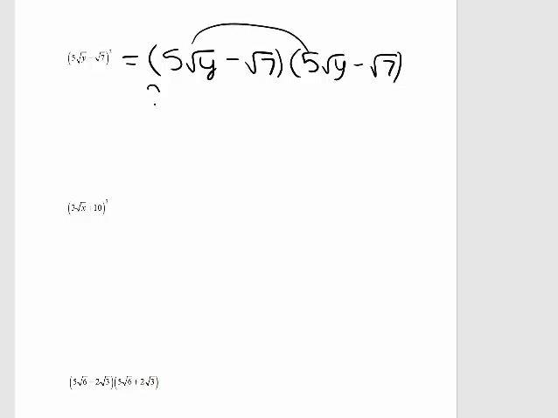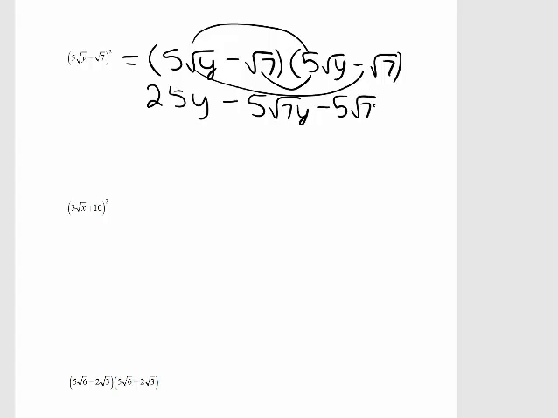5 times 5 is 25. The square root of y times the square root of y is y. Minus 5 times the square root of 7y. Minus 5 times the square root of 7y. Negative square root of 7 times negative square root of 7, that is a positive 7. Combine like terms.